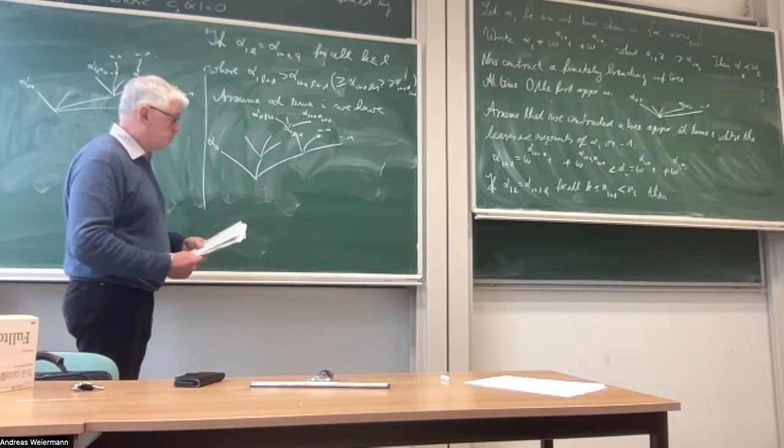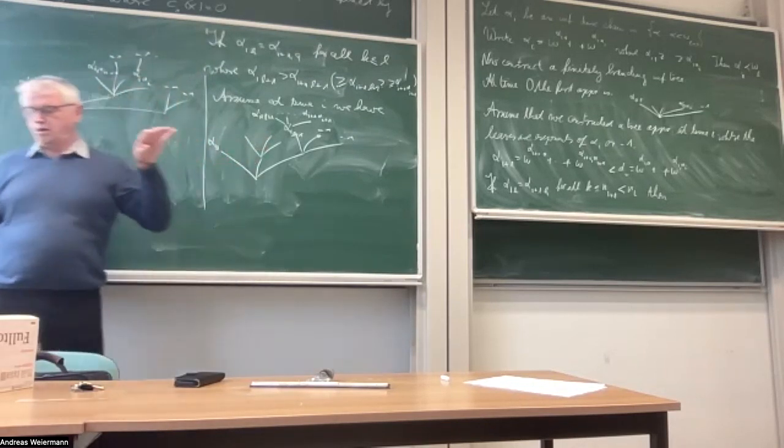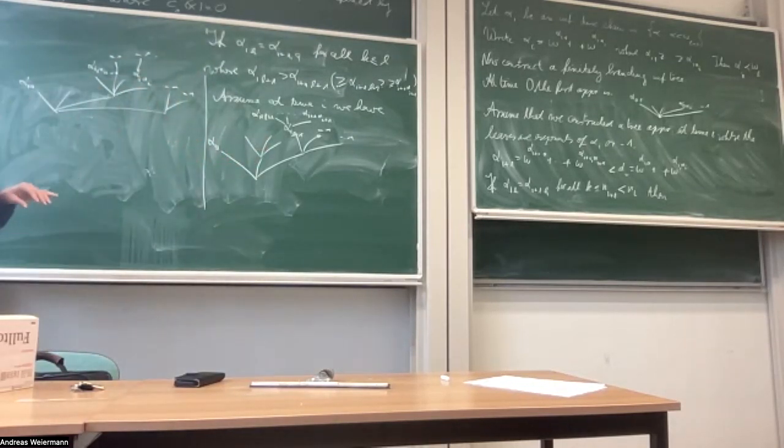Okay. Now, what we see is that the tree at time i is contained in the tree at time i plus 1, because I only added new nodes. There's only something coming on top. So this means we can take the union.